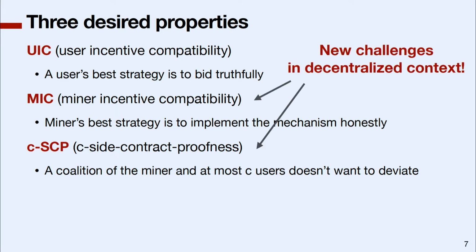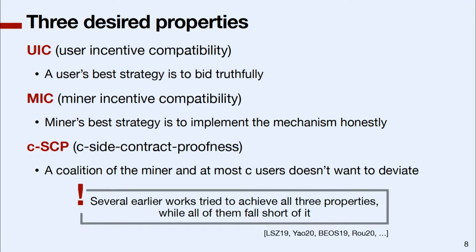And here, the second and the third property is actually the new challenge in the decentralized settings. Because now the auctioneer, the miner, is also a strategic player. And actually, so far, several works have tried to propose different kinds of fee mechanisms, but all of them fail to satisfy all 3 properties.